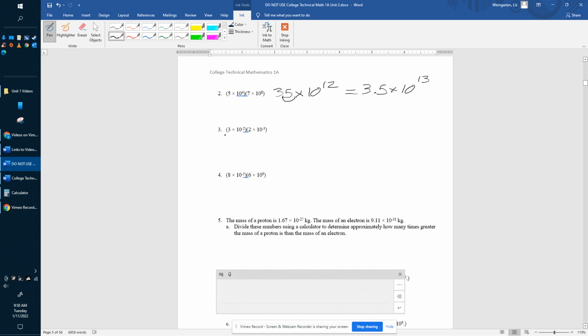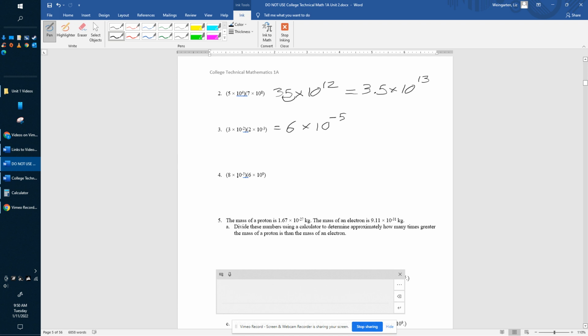How about this example? Number 3, we have 3 times 2. That'll give us 6 times 10 to the something. We have 10 to the negative 2 times 10 to the negative 3. Negative 2 plus negative 3 is negative 5. This is written in scientific notation, so it is our final answer.